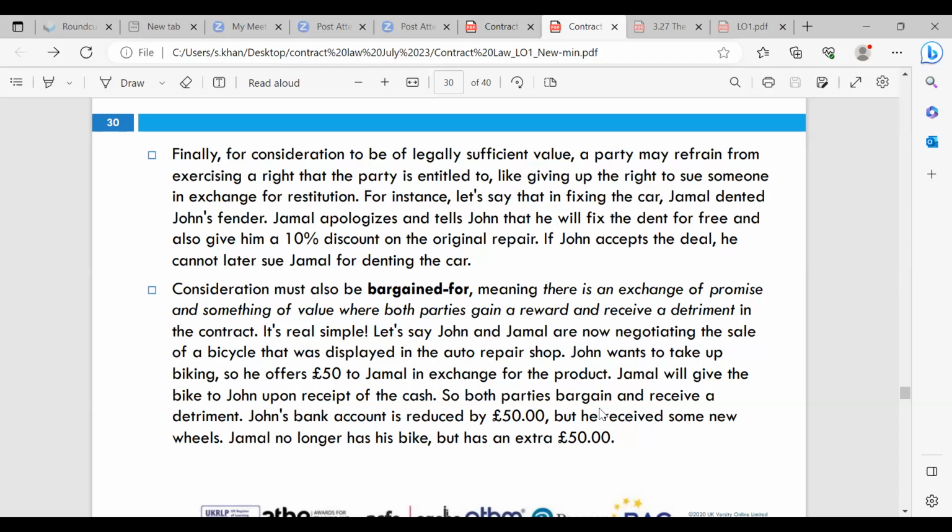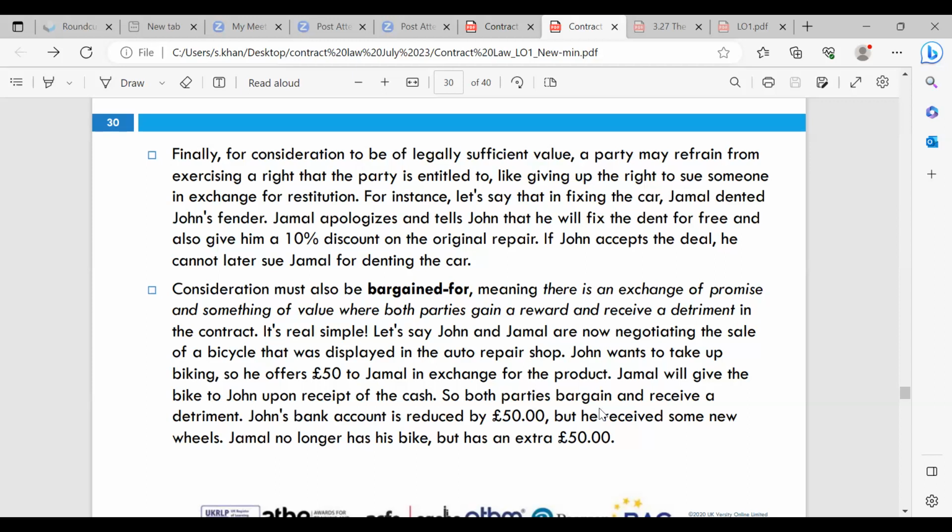Consideration also must be bargained for, meaning there's an exchange of promise and something of value where both parties gain a reward and receive a detriment in the contract. It's simple. Let's say John and Jamal are now negotiating the sale of a bicycle that is displayed in the auto repair shop. John wants to take up biking, so he offers £50 to Jamal in exchange for the product. Jamal will give the bike to John upon receipt of the cash.